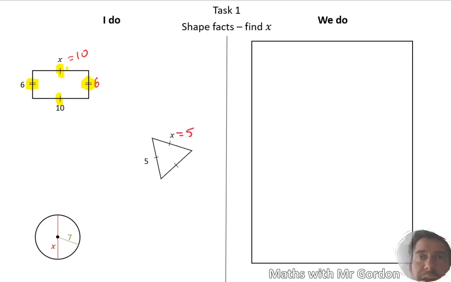Last shape, we have a circle, and we have this green line that comes out from the center of the circle to the edge of the circle, and that is called the radius. And this red line, which goes all the way across the circle, is the diameter. Now, a diameter is one radius plus another radius, so it's two radiuses long. So the diameter is twice as long as the radius, so x must equal 14, which is twice the radius of 7.